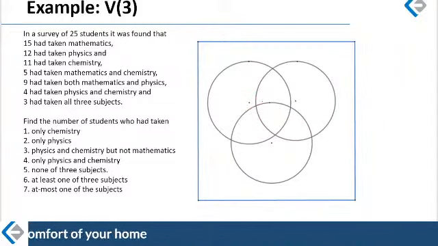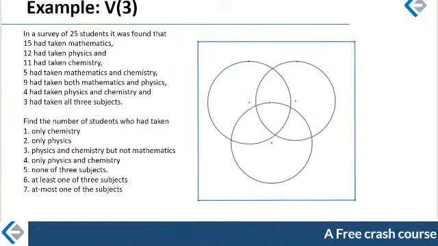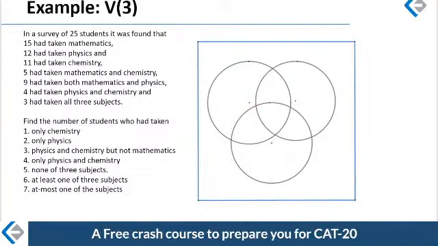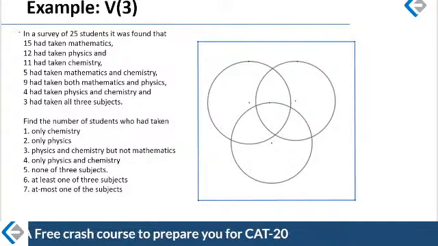Well, what does it say here? Read this question. In a survey of 25 students, it was found... See, I will tell you how to always read this. Don't worry about this. This is the info. All right, now all this is the info.